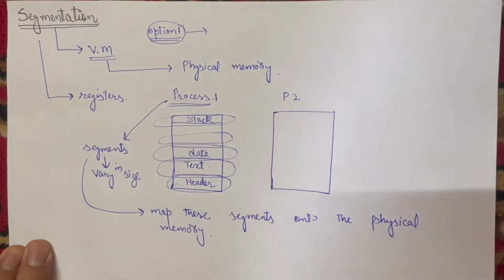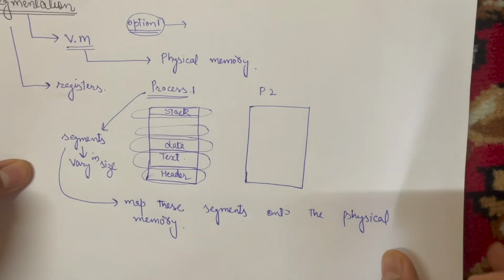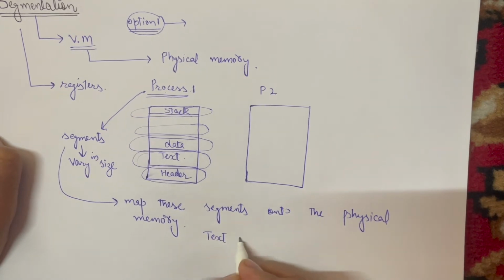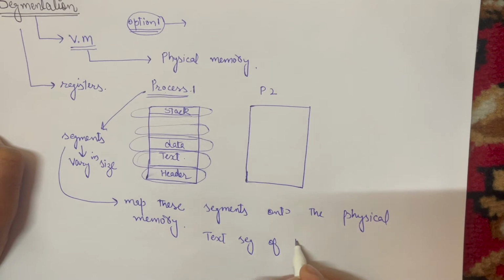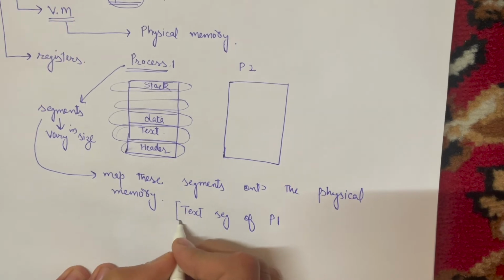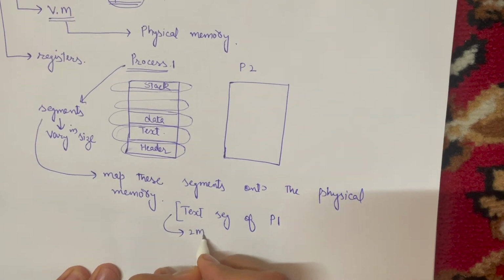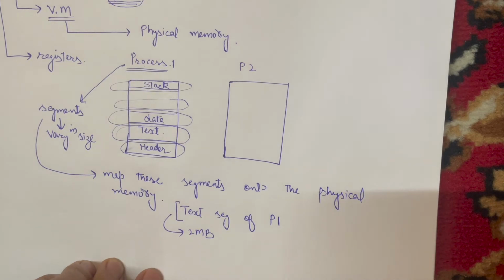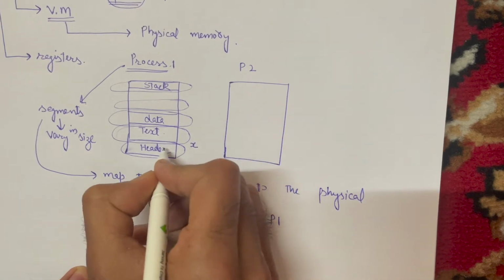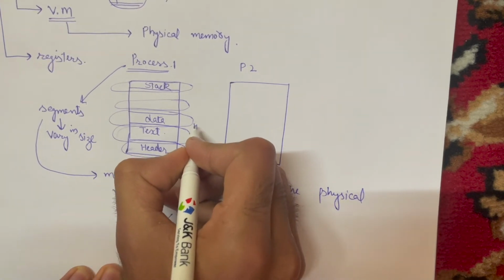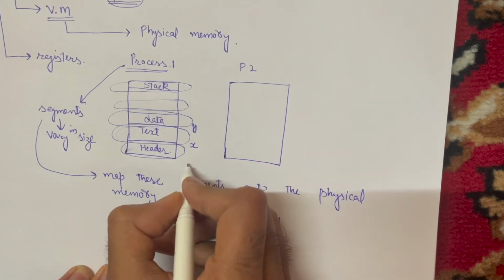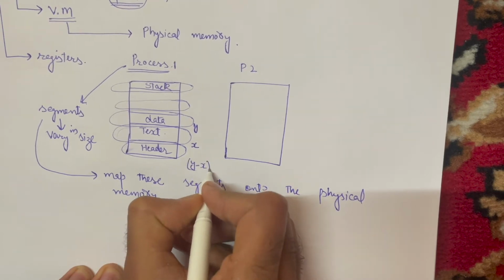What does that mean? Let's suppose I have to map the text segment of process P1. Let's suppose the size of this text segment is, for example, 2 MB. Or you can say it starts from address X in virtual memory and goes to address Y. So what is the size of the text segment? The size of the text segment will be Y minus X bytes.